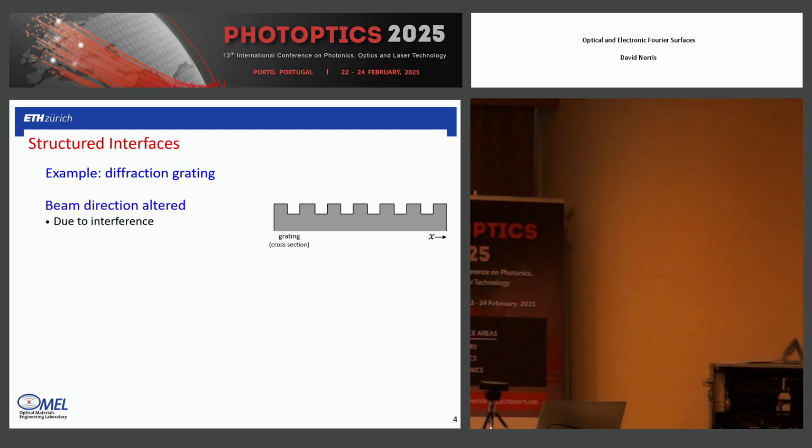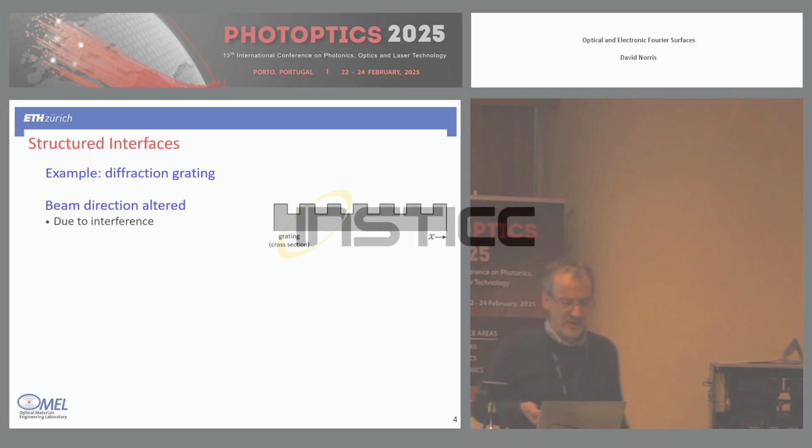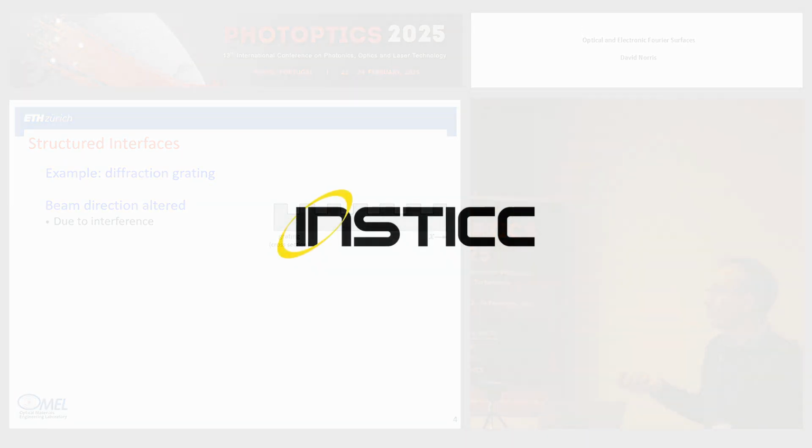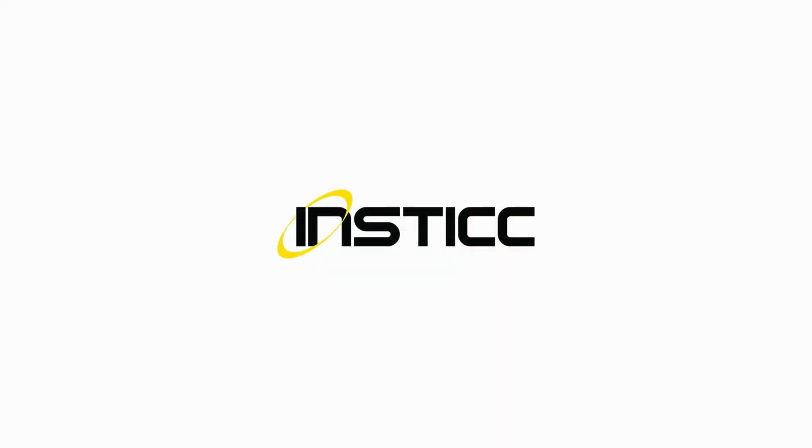And the beam direction, we know when it hits this periodic structure, will be altered essentially due to interference, or what we call diffraction.